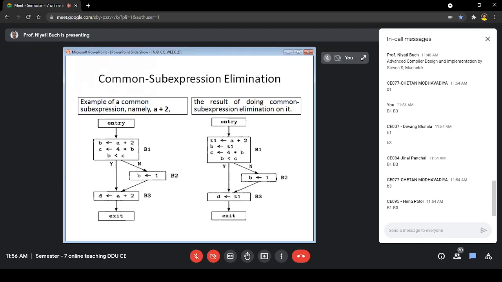So a plus 2 assigned to B is equivalent to these two new lines of code, these two three address codes, if we can say. And when we again need to go for a plus 2, we are not computing it. Instead, the value stored in the temporary T1 is assigned to D in block B3. So over here, we are applying common subexpression elimination to the entire flow.